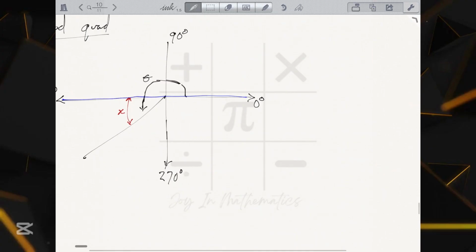Now we understand from here that the sum of angles on a straight line is 180 degrees. And now we have an angle passing through the straight line, and this is x. This is 180 degrees. Okay, and we know that this total angle, let's simplify this further.